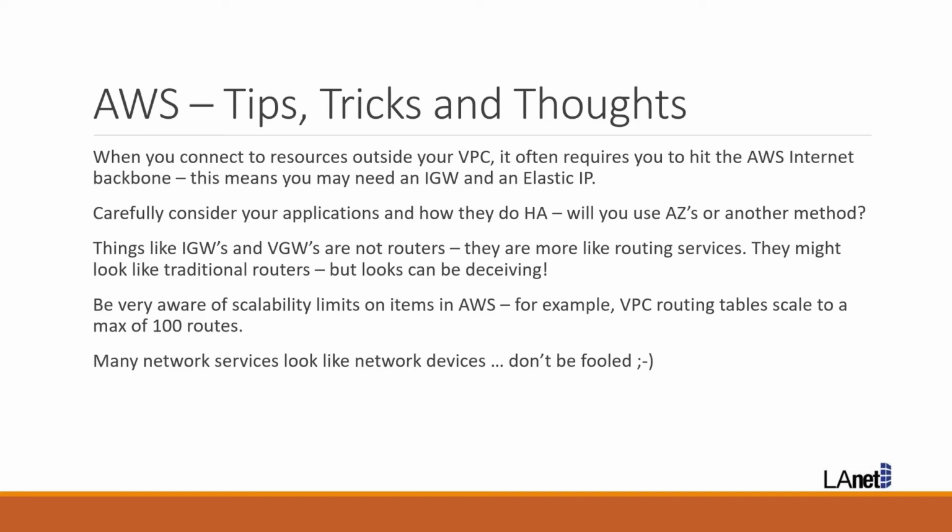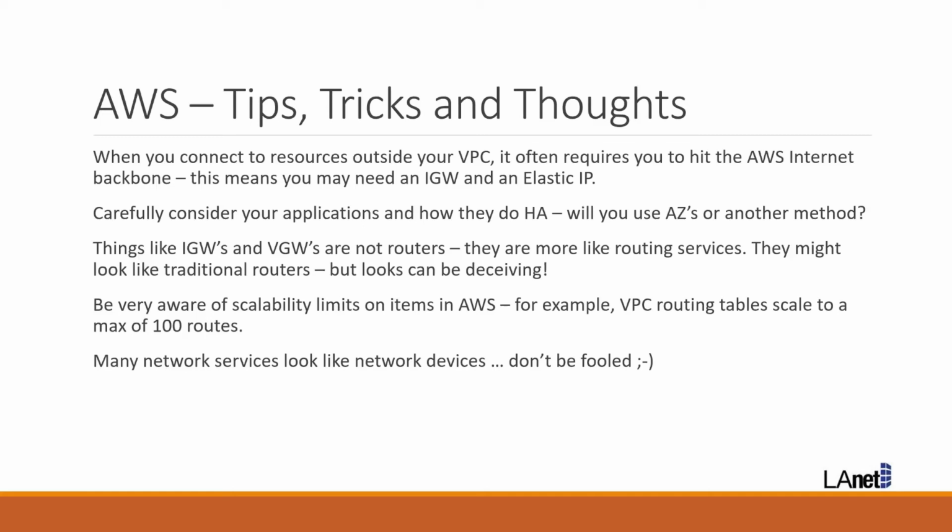Just again, remember you need to consider carefully how you're going to do HA in the cloud. Are you going to do it through AZs or through some other method? And just a word of warning, IGWs and VGWs look like routers, but you might want to think of them as routing services because they won't behave in the same way that a Cisco router behaves.